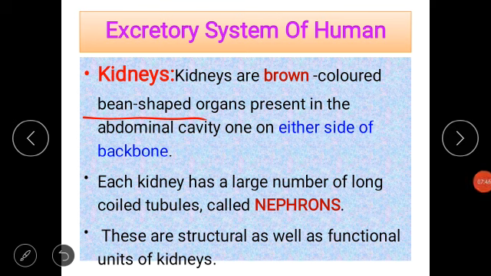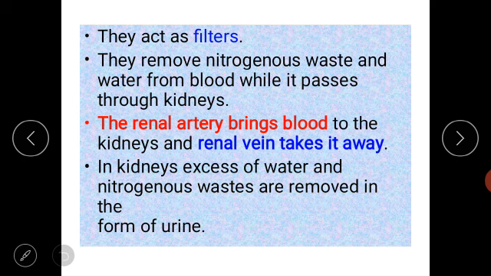These are the structural as well as functional unit of the kidney. So please take note that nephrons are the structural and functional unit of the kidney, and they carry out the filtration of waste from the blood. So they are actually filters in the kidney. They remove nitrogenous waste and water from blood while it passes through the kidney. Whenever blood passes through the kidney, it removes the excess water and nitrogenous waste products from the blood.